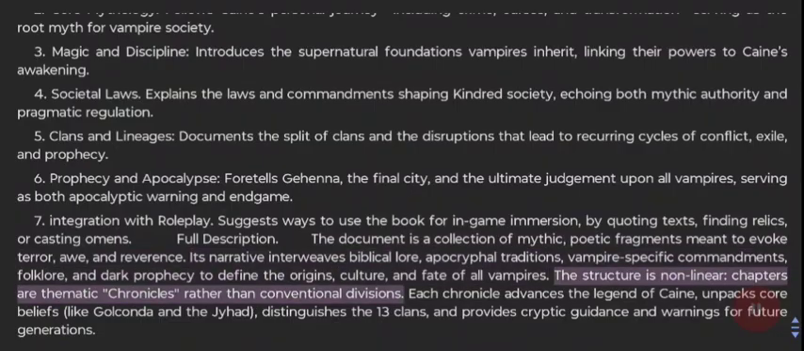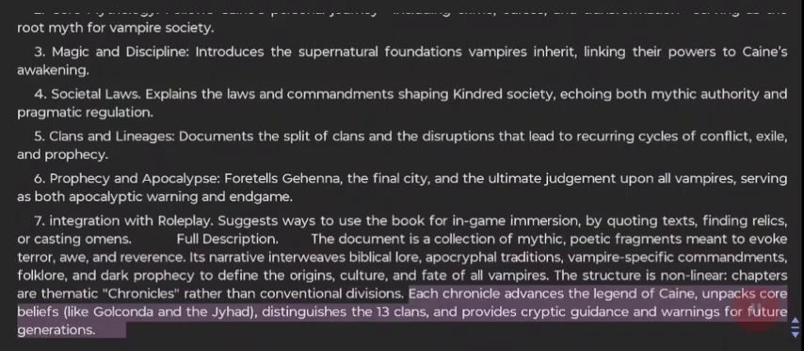The structure is nonlinear. Chapters are thematic chronicles rather than conventional divisions. Each chronicle advances the legend of Cain, unpacks core beliefs like Golconda and the Jihad, distinguishes the 13 clans, and provides cryptic guidance and warnings for future generations.